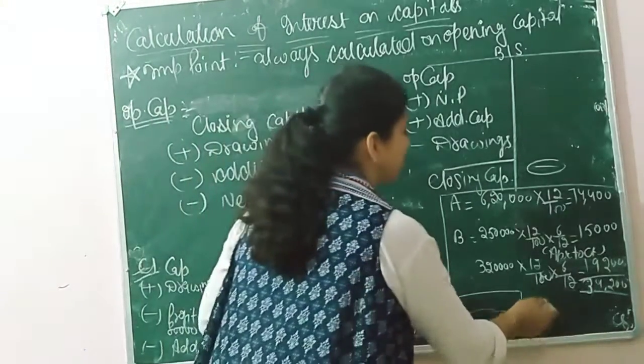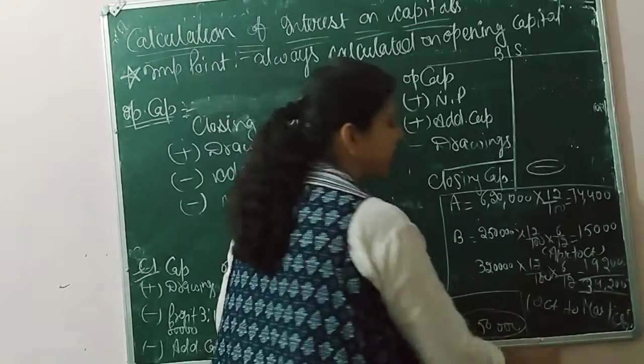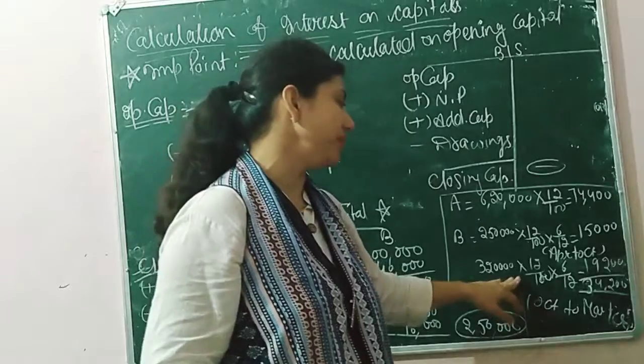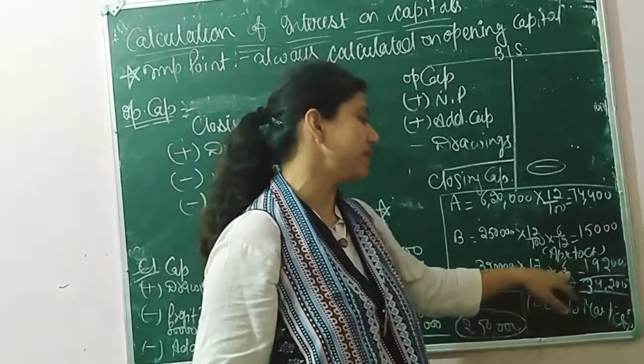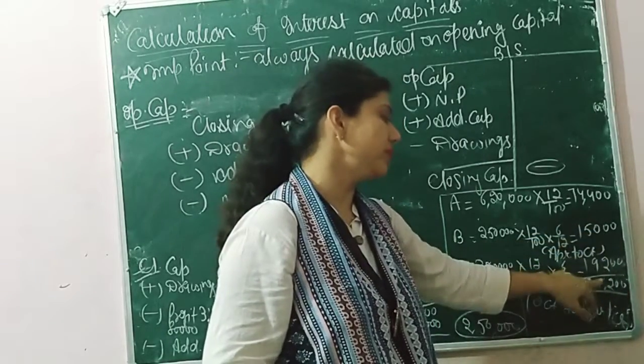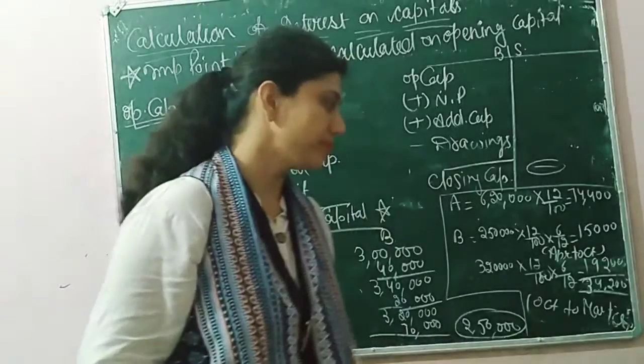That means October to March. Again we have 6 months. So for 6 months his interest will be 3,20,000 multiplied by 12 by 100 multiplied by 6 by 12. That is 19,200. So his total interest on capital will be 34,200. Thank you.